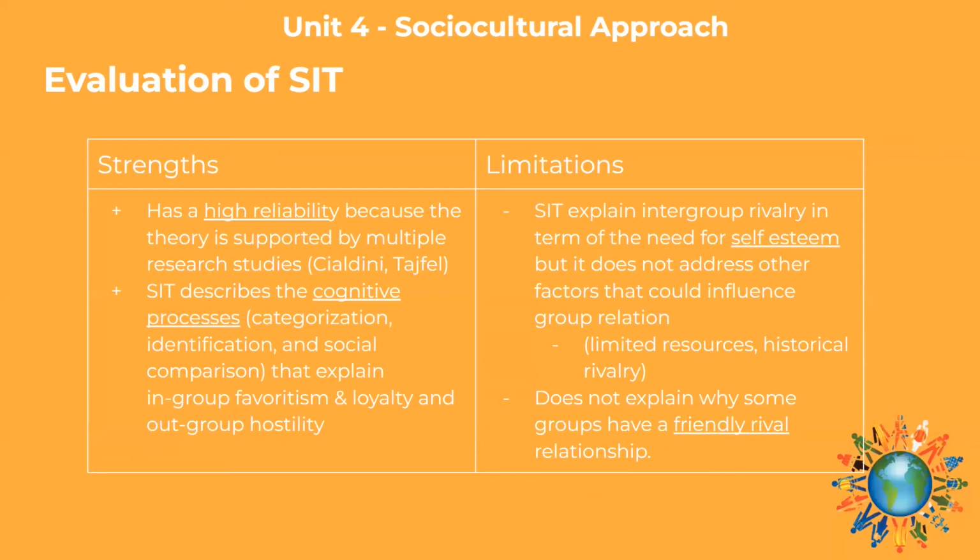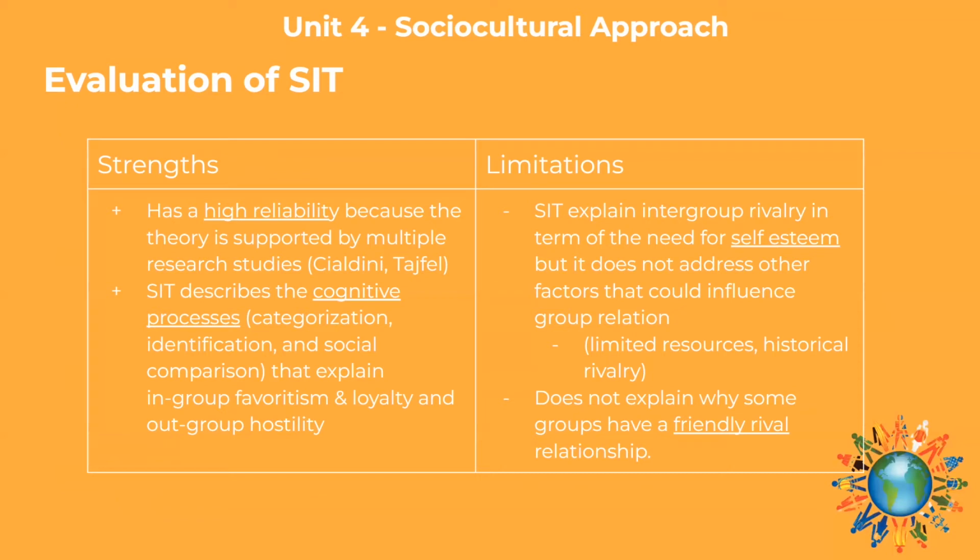And this theory also describes the cognitive processes that explain the in-group favoritism and loyalty, and also the out-group hostility. And the cognitive processes include the four components of the social identity theory, which are categorization, identification, social comparison, and positive distinctiveness.